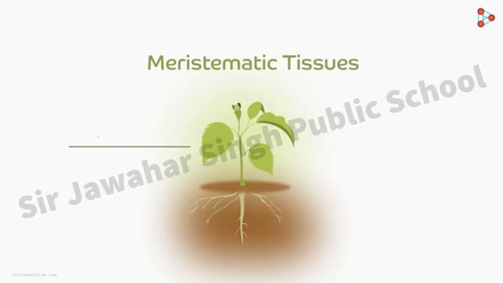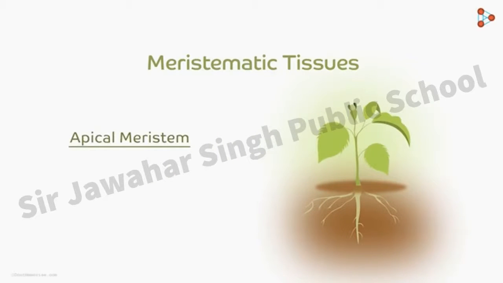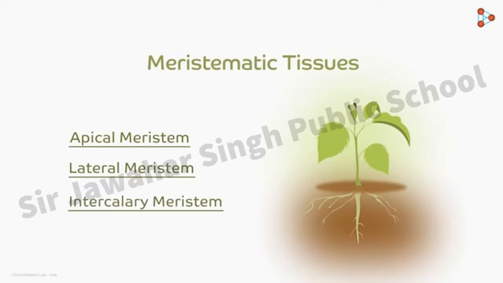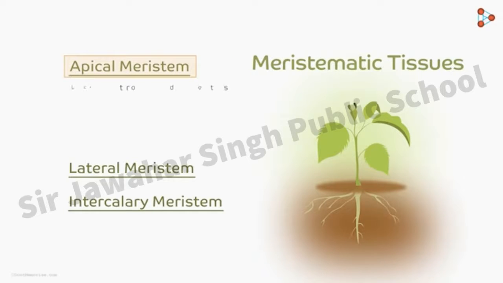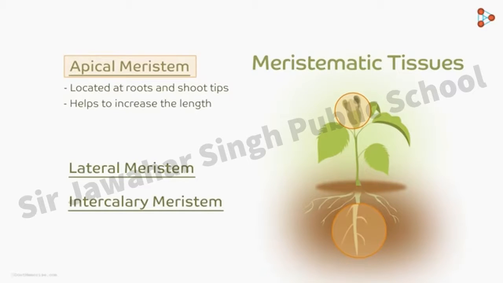The first is the apical meristem, the second is the lateral meristem, and the third is the intercalary meristem. Do not be let down by these difficult names. Let me make them easy for you to understand. Apical meristem tissues are found in the growing tips of the stems and the roots. This tissue divides and helps increase the length of the plant.